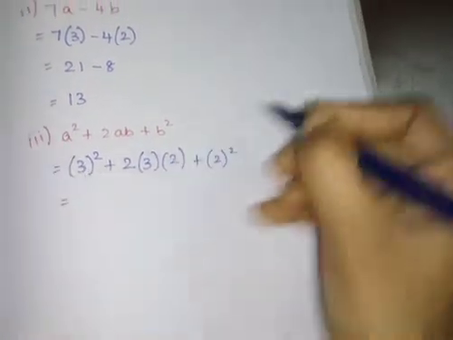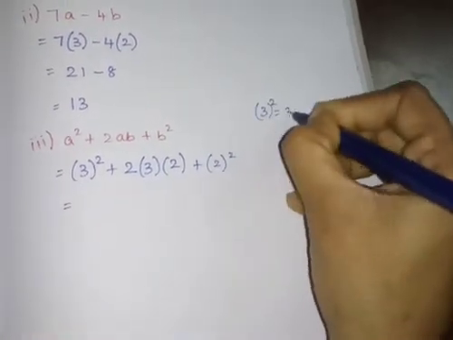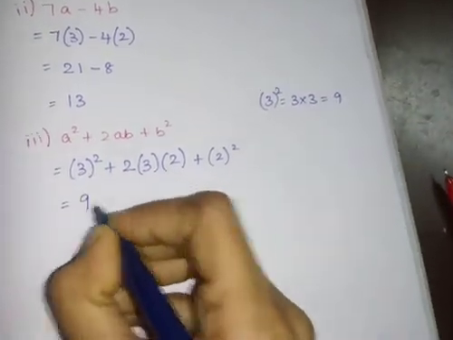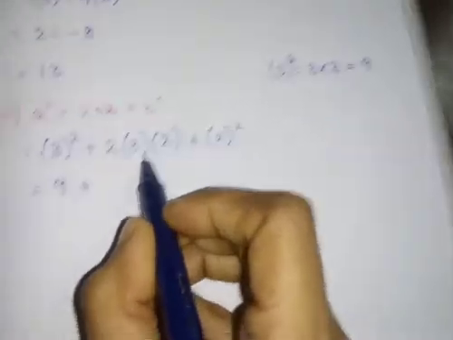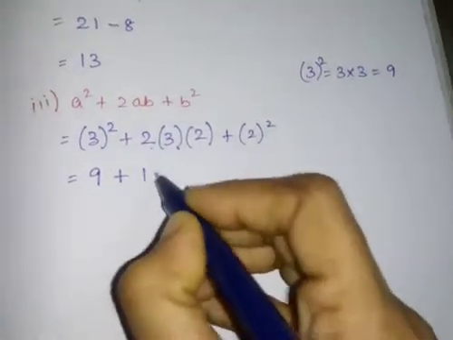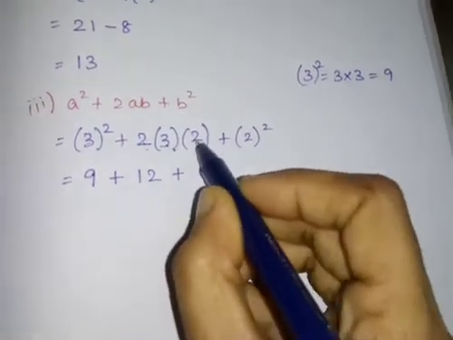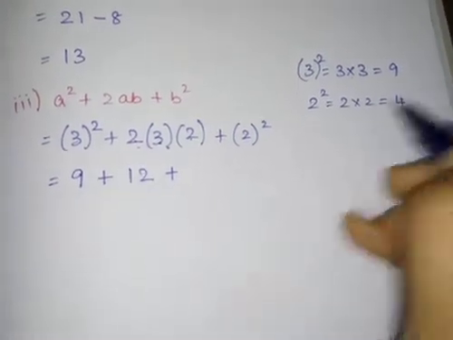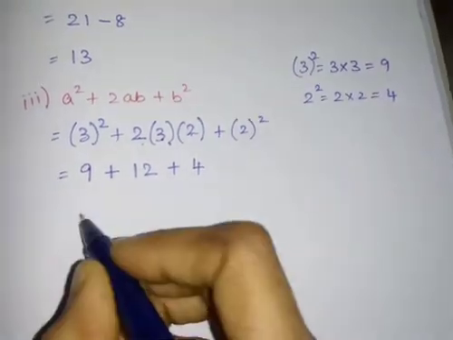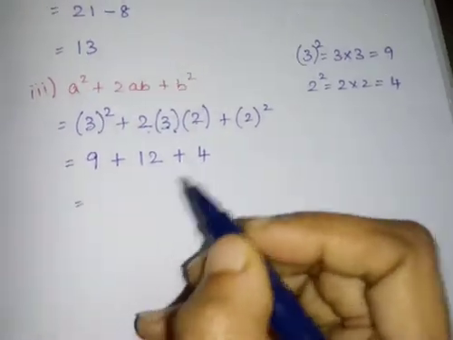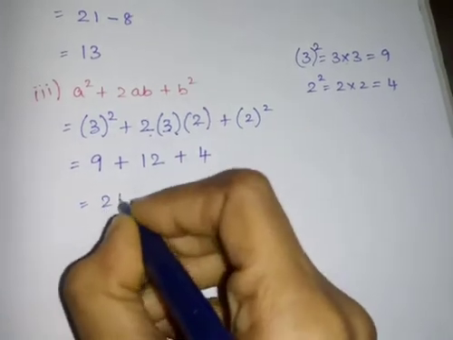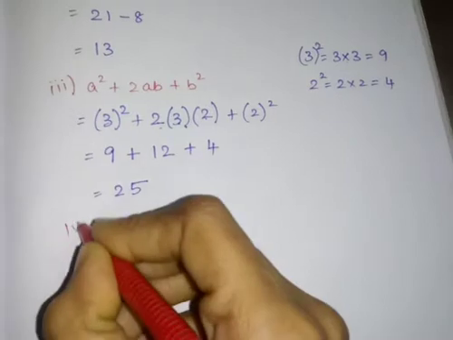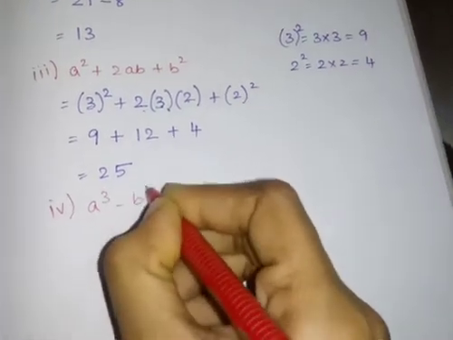Correct? 3 square means what? 3 into 3, 9. 3 3s are 9. So 3 square is nothing but 9. Plus 2 3s are 6, 6 2s are 12. Plus 2 square is nothing but 2 into 2, 4. Now just adding. 9 plus 12 is 21. 21 plus 4 is 25. So what is the value of the expression? 25.